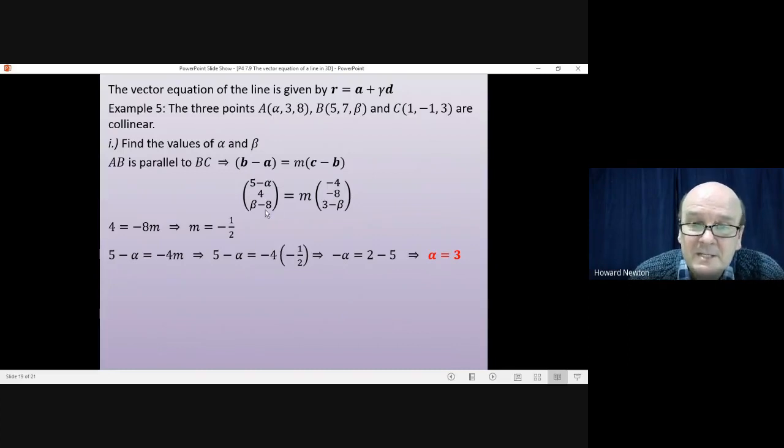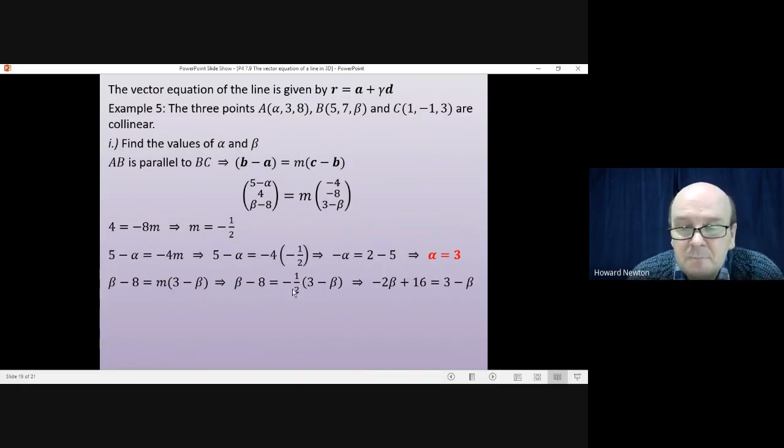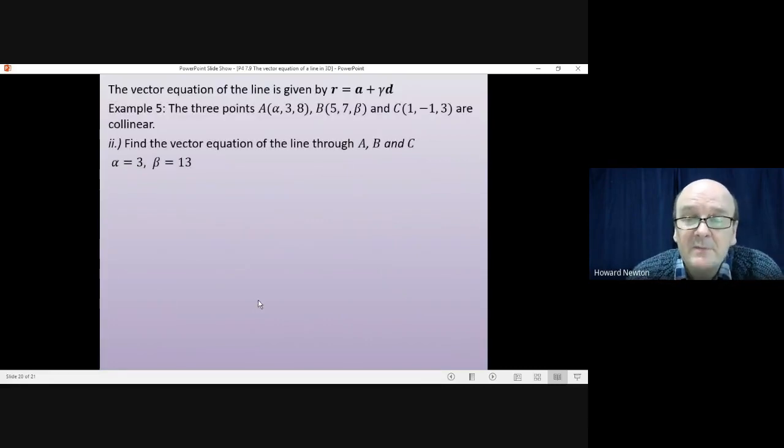To find the value of beta, I'll go to the k values. Beta minus 8 must equal m times 3 minus beta. Again, substituting in m equals minus 1/2 will give me that. And that simplifies to this, and then I get beta is equal to 13. So alpha is 3, beta is 13, if those 3 points are collinear.